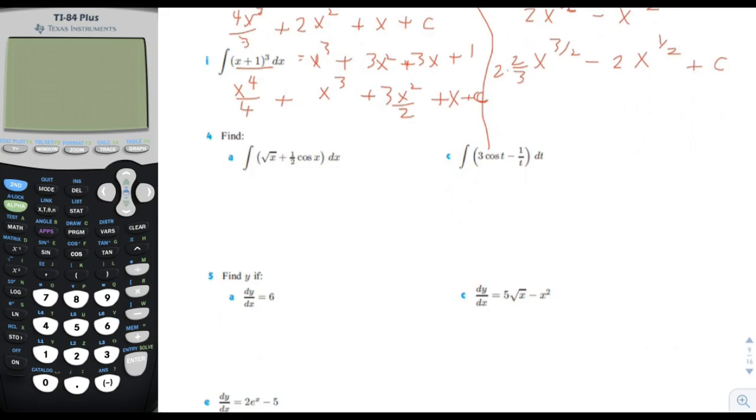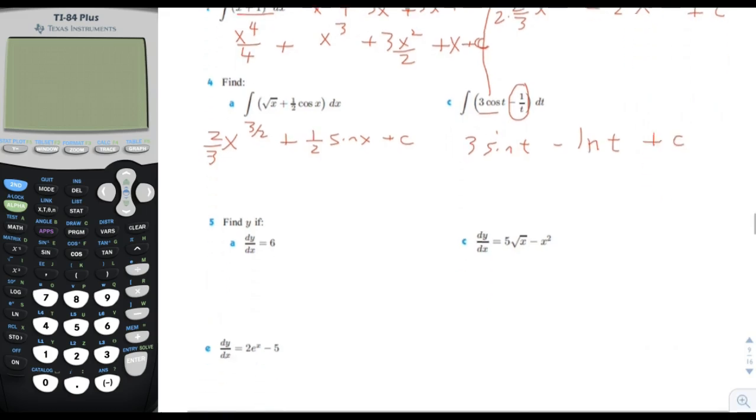Okay. Number 4a. So x to the 1/2, you take the integral of that, it would be 2/3 x to the 3/2. The integral of 1/2 cosine x would be 1/2 sine x plus c. And then the integral of 3 cosine t would be 3 sine of t. The integral of negative 1 over t would be negative log of t plus c.